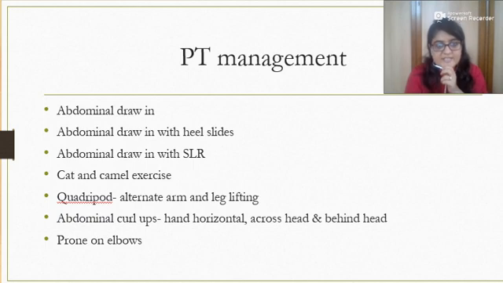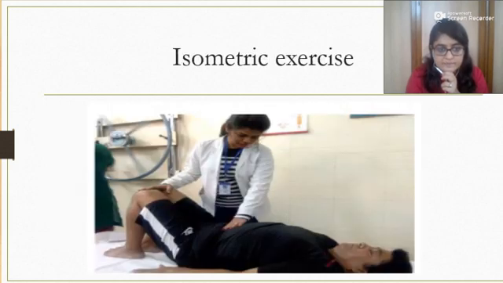Other PT management exercises will include abdominal drawing in with the heel slides and with the SLR, cat and camel stretches. In the quadruped position, we are doing multifidus strengthening, that is alternate arm and leg lifting, abdominal curl-ups, and prone on elbows and prone on hands. So this is the isometric exercise. The patient is just tucking in the stomach in the crook lying position and holding it. Then in the supine position, we have to ask the patient to do the head press and the heel press simultaneously.